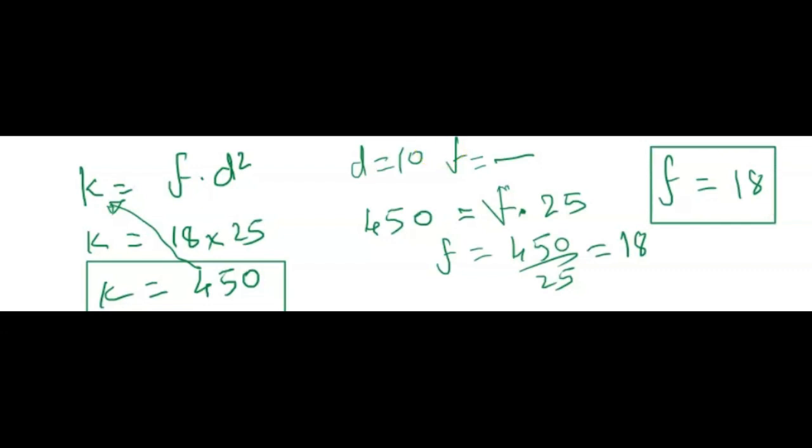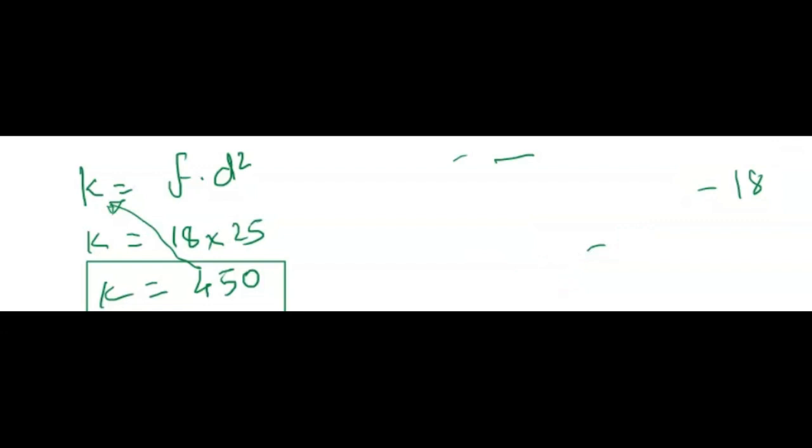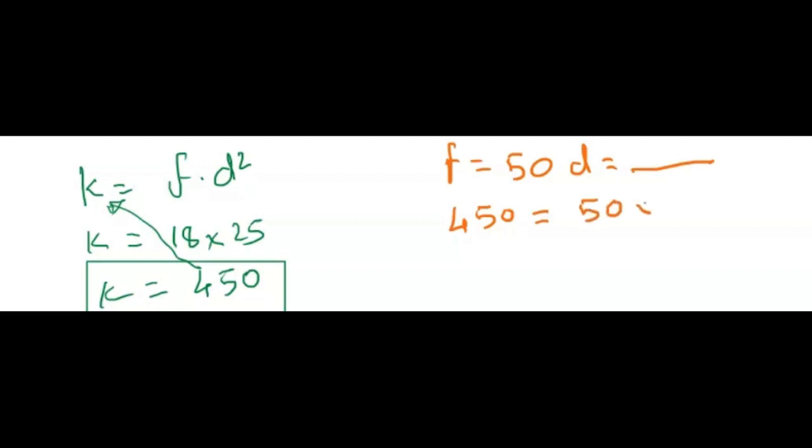Let's go for the second part. I'll erase this. K will remain as it is in the second part. What are they asking? When F is 50, here F is given, F is equal to 50, what is the value of d? Let's use the formula again. K is as usual 450, that is equal to 50 times d square.